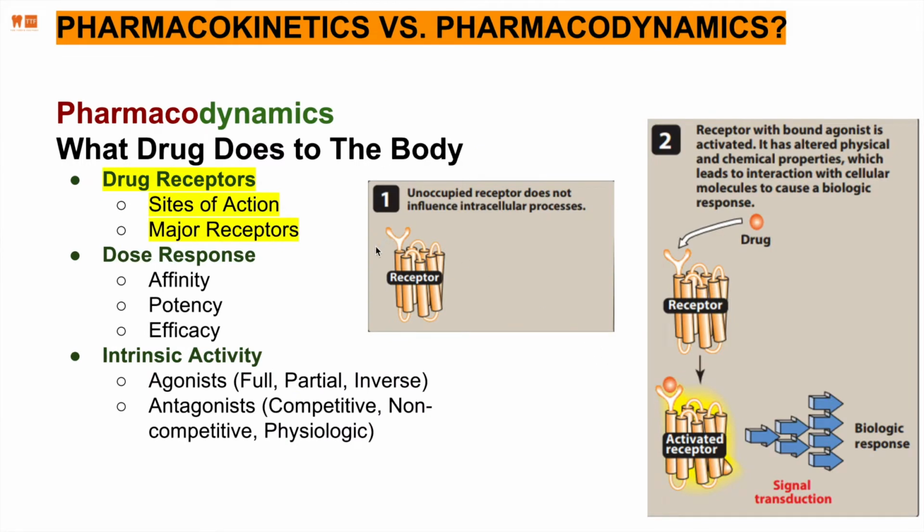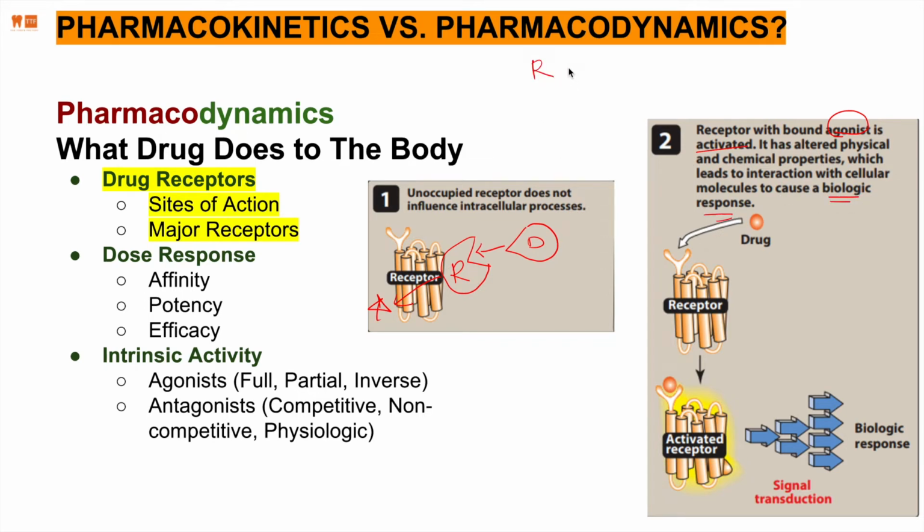Okay, so first things first, receptors. Now, we need to understand that unoccupied receptors do not influence intracellular processes, which means this receptor can be sitting here all alone, right, without any drug acting on it. Until that drug occupies that receptor, there will be no effect intracellularly. Nothing. Zero. However, a receptor with bound agonist is activated. It has altered physical and chemical properties of the intracellular nature, which leads to interaction with the cellular molecules to cause a biologic response. So very simple, right?